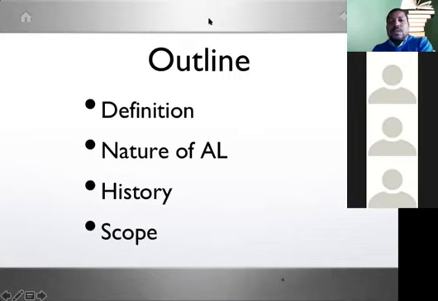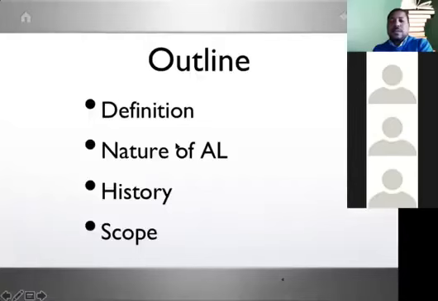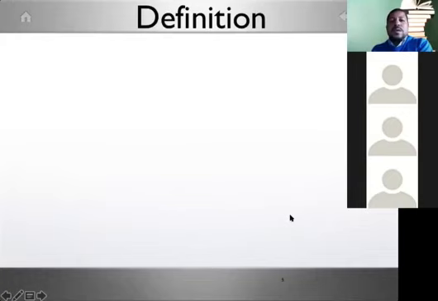So far, so good. Are we good so far? Right, let's look at the definition.